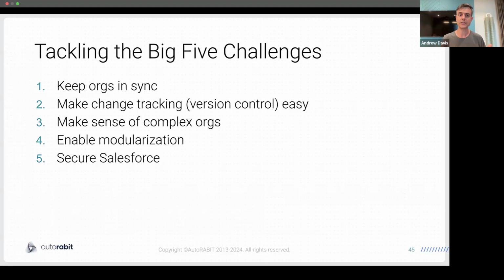And there's a lot of factors in Salesforce that make it very, very, very hard to actually understand what's going on in the Salesforce org. And thus, it's very hard to secure it.